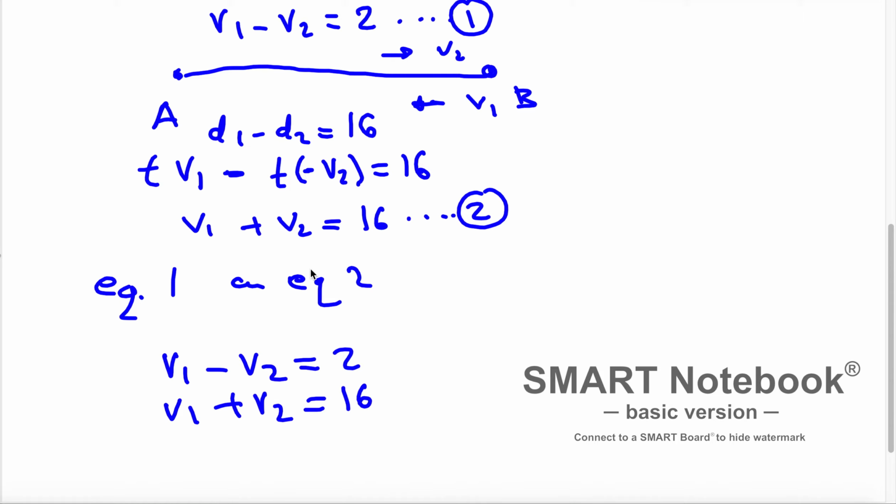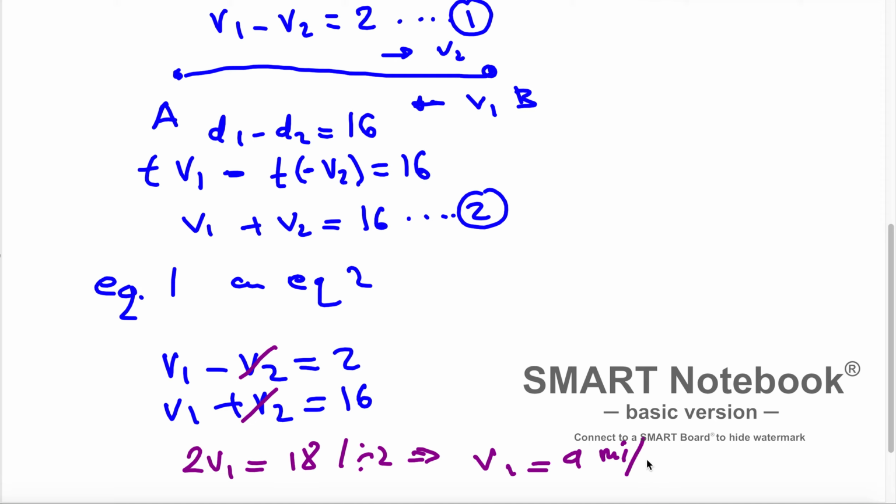Now we can cancel v2 with v2. What remains is 2v1 is equal to 2 plus 16, which is 18. If we divide everything by 2, this implies v1 is equal to 9. So v1 is 9 miles per hour. This is the faster runner: v1 is equal to 9 miles per hour.